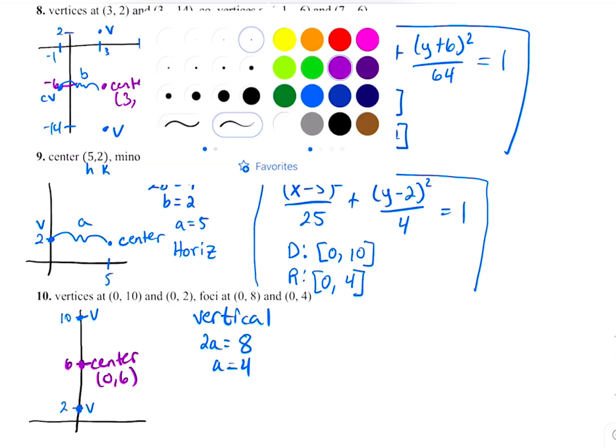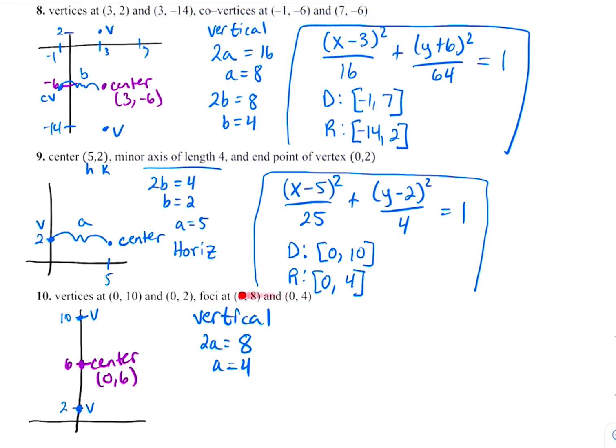And then, let's see, it is also giving me the foci. So one is at 0, 8, and the other is at 0, 4. So my center is still in the middle, so that's good. And then from one of the foci to the center is my C. So that means C is going to have to be 2.